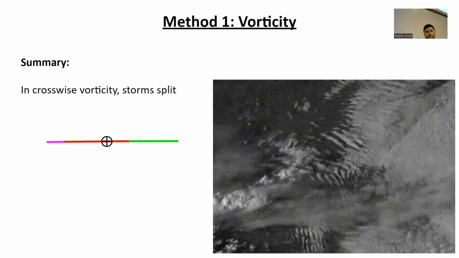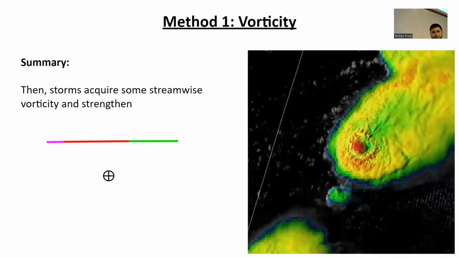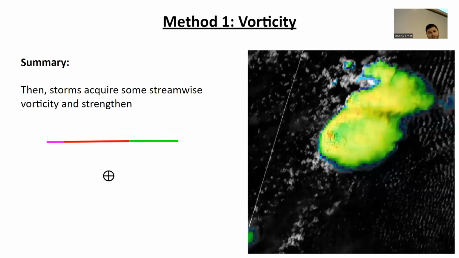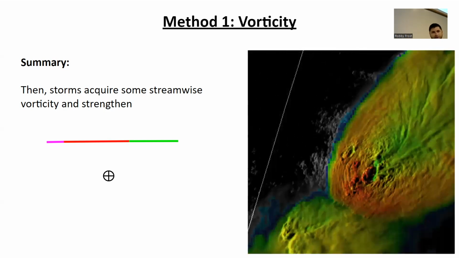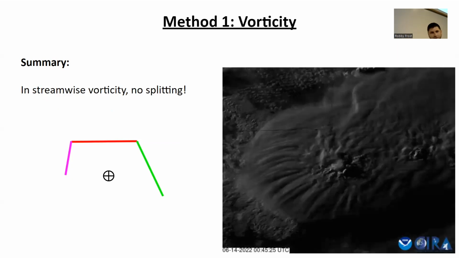Okay, let's summarize it. Crosswise vorticity, storm split. After the split, storm motion off the hodograph requires some rotation due to the updraft being correlated with the vorticity, and the updraft strengthens. Streamwise vorticity, no split, immediate updraft rotation.